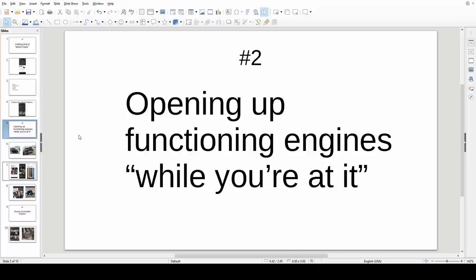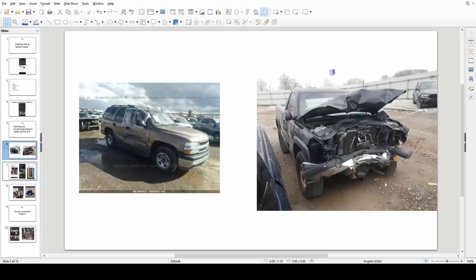Number two, opening up functioning engines while you're at it. I have no idea why people are doing this. You know what these two vehicles right here have in common? They ran to the scene of the crash, okay?